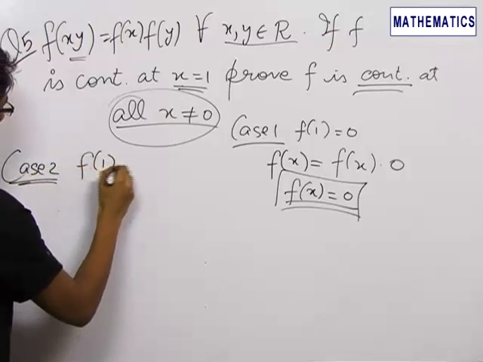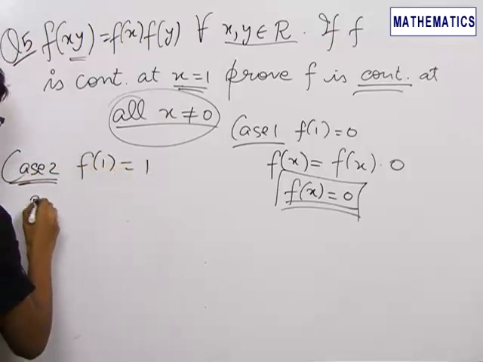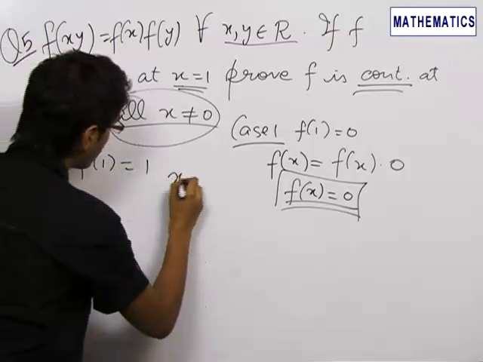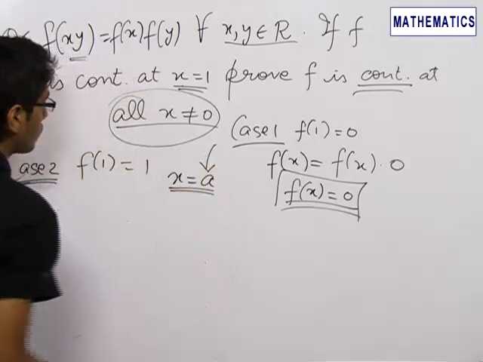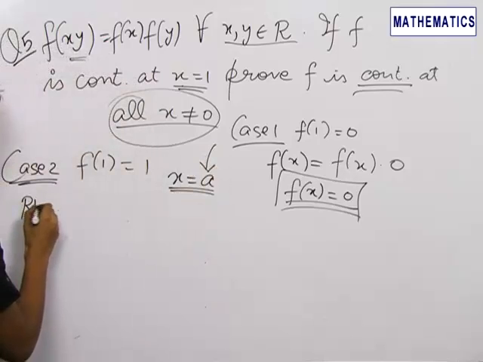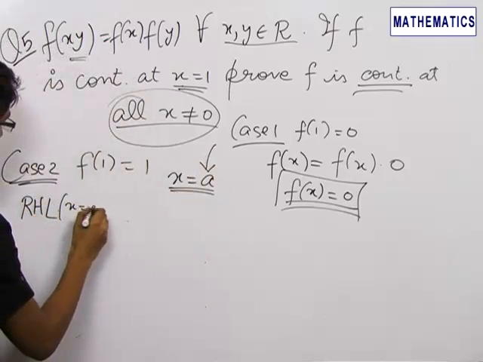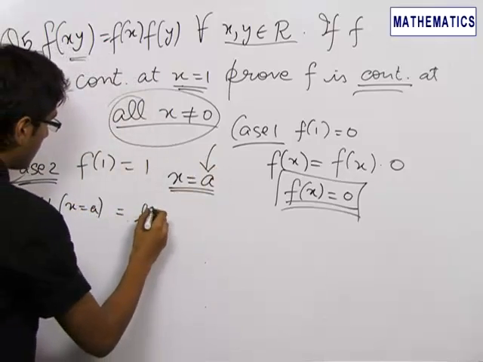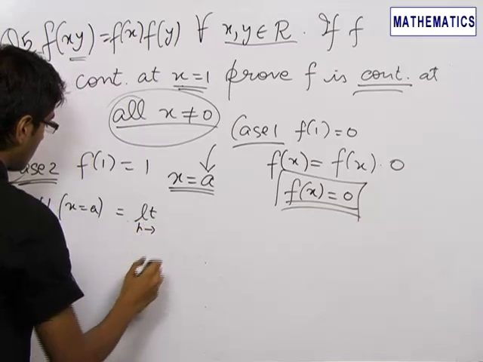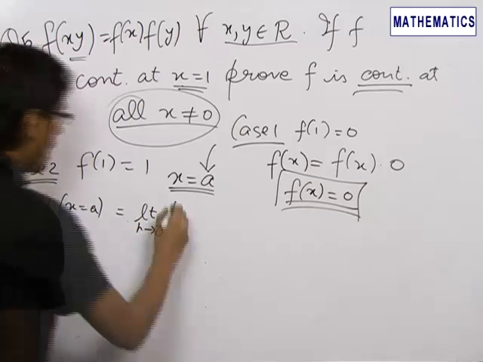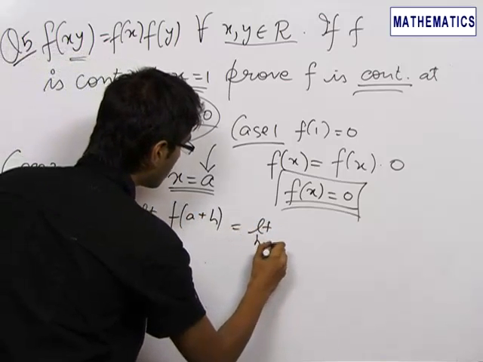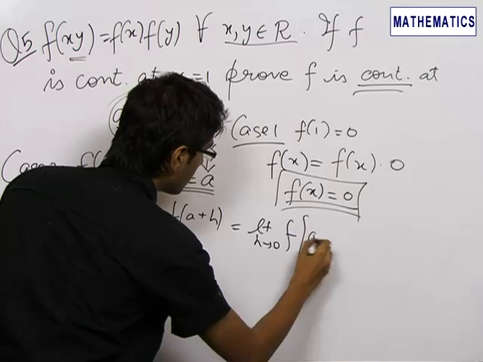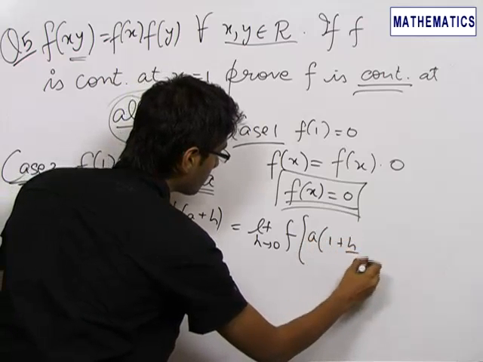F of 1 equals 1. Let us take an arbitrary x equals a, and we will try to prove that the function is continuous at x equals a. Let us find the right hand limit at x equals a. We get limit h tending to 0 f of a plus h. This is equal to limit h tending to 0 f of a into 1 plus h upon a, taking a common.